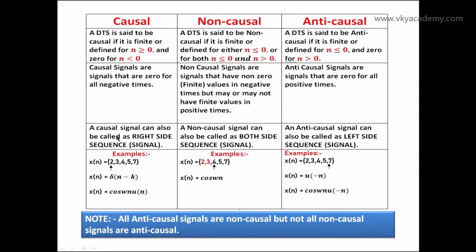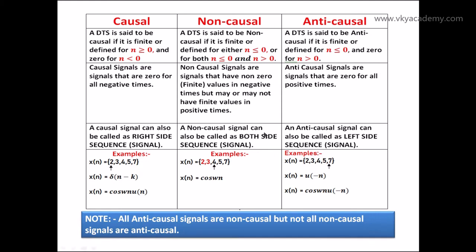Now a causal signal can also be called a right side sequence, or right side signal. Why? Because as we discussed in the first definition, a causal signal has amplitude or samples for n greater than or equal to 0. So any sample placed for n greater than or equal to 0 comes on the right side of the axis. That is why it is called a right side sequence. Now an anti-causal signal can also be called a left side sequence, because all the samples in an anti-causal signal are placed on the left side of the origin.